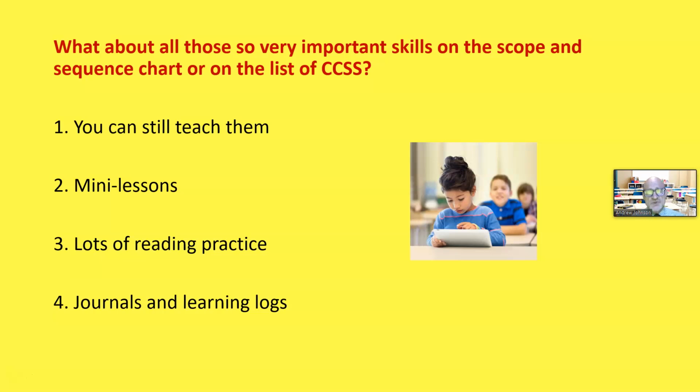Now, what about all those so very important skills in the scope and sequence chart or on the list of Common Core state standards? Well, they're not all that important, but you can still teach them. You can have mini lessons, including lots of reading practice to actually use and apply those skills. And you can teach and have them use them in journals and learning logs. For example, if I was teaching the short A, I would have students describe a time when they were mad. So I'm seeing their use of that in a journal or a reading log.